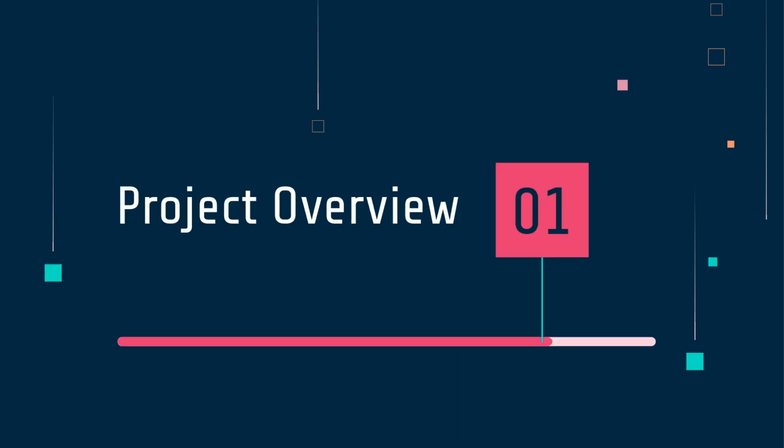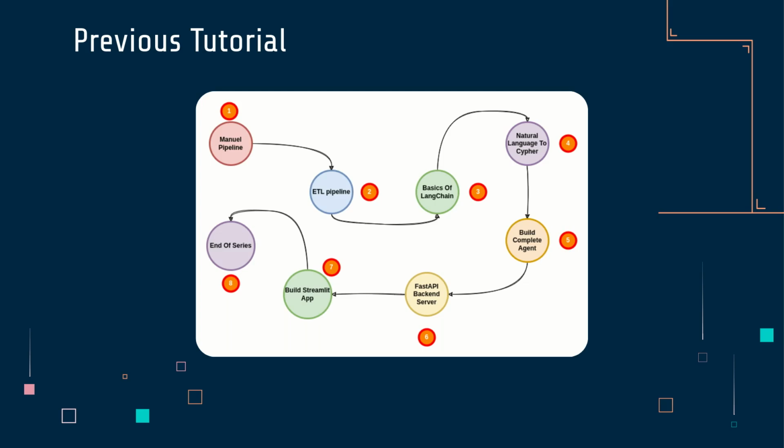The first thing we're going to do is take a look at the project overview and see where we are so far. First, we built a simple manual pipeline. Then we went on to build an ETL pipeline with Python, learned the basics of LangChain, and built natural language to Cypher conversion. We built different agents, and in the last video we built a FastAPI backend and dockerized it using Docker. In this video, we're going to build a Streamlit application that's going to be consuming this backend application, and that will be the end of the series.